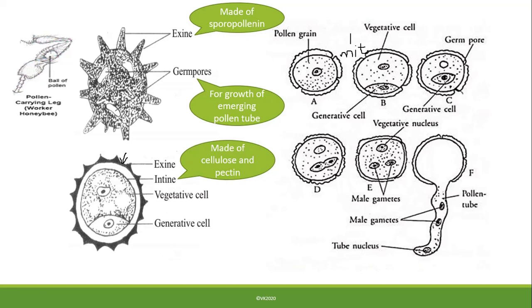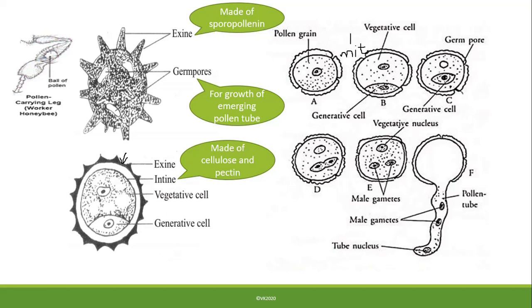The vegetative cell is large, as you can see, and it has lots and lots of cytoplasm and lots of vacuoles. So it is a storehouse. It has a lot of food. And the generative cell, if you see, is basically floating in the vegetative cell. And it has a smaller amount of cytoplasm and it does not consist of any vacuoles.